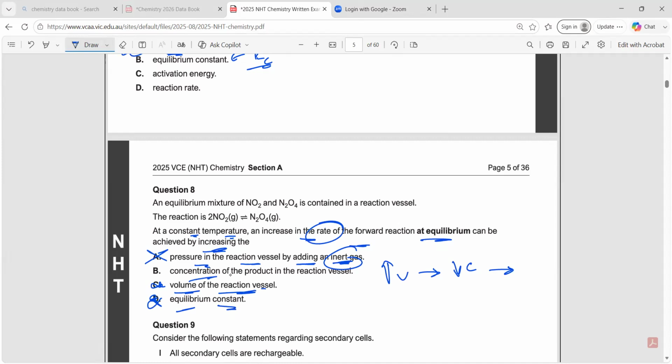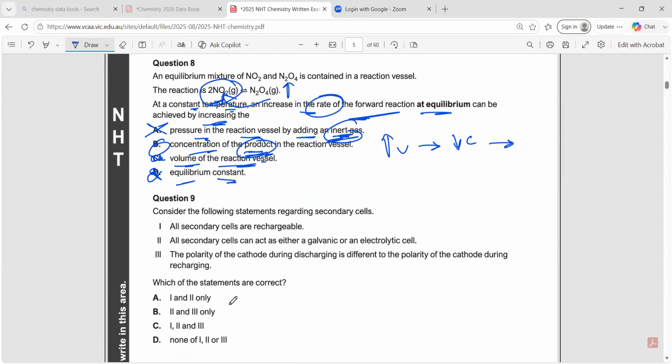The concentration of the product in the reaction vessel. That's most likely going to have an impact on our reaction rate, just because if we have more product, then we just have more stuff, right? And even if we have more product, it's going to eventually lead to more reactant, which is going to help the forward reaction. So a lot of people might not have chosen B because it says product, but that's okay, because even if we increase the product, it will eventually lead to an increase in the amount of reactants and therefore help the forward reaction. Adding inert gas doesn't do anything.